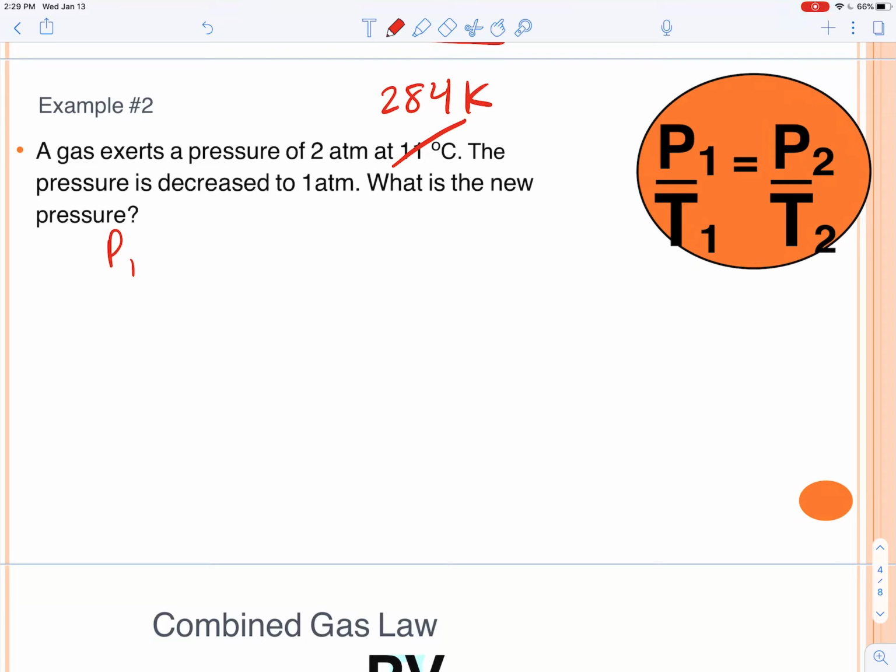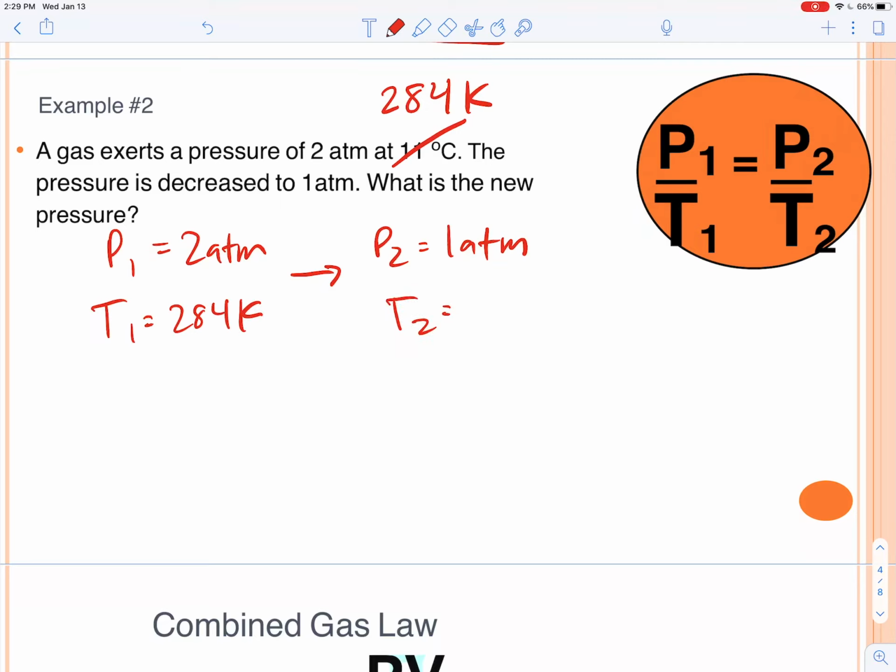And we can just start labeling what we're given. We started with 2 atmospheres, and that became 1 atmosphere, so it was halved. Our temperature starts at 284 Kelvin. So I would expect the temperature to get halved as well, because they're directly proportional. Let's check the math here. We'll plug it in and see if that's actually true.